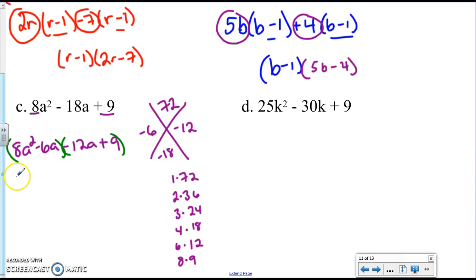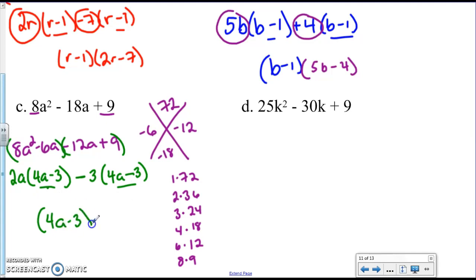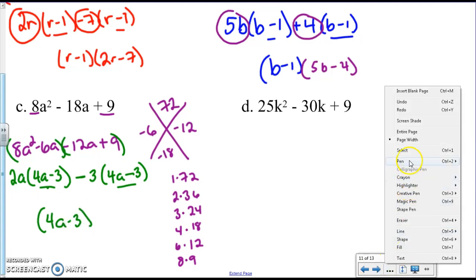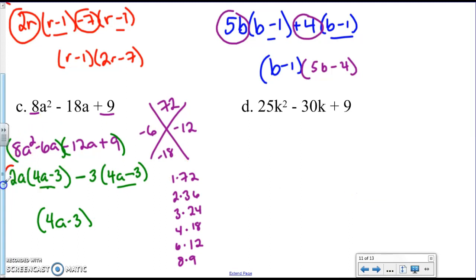Okay, so I can divide this first group by 2a, which leaves me with 4a minus 3. And the second group I can divide by negative 3, which leaves me with 4a minus 3. Okay, I'm going to make sure those two match. If they do, we're going to pull them out front. And then the ones in front make my second group. So I have 2a minus 3 in my second group. So that'll be my final answer.